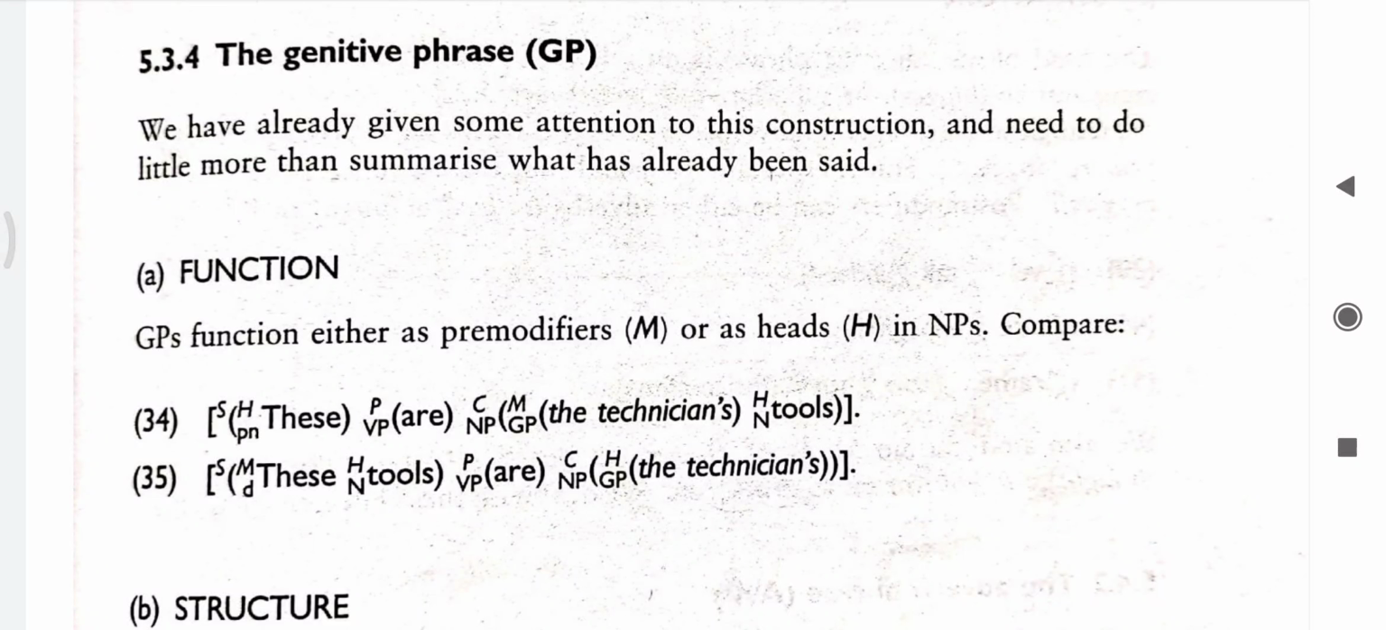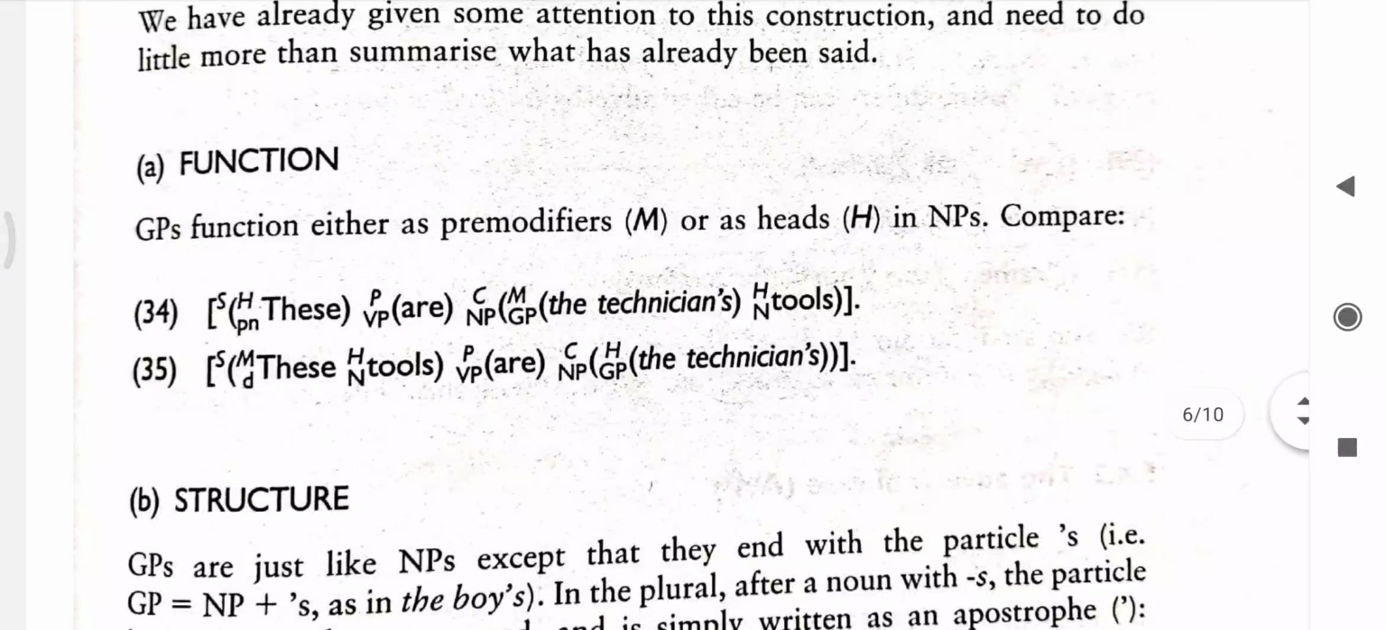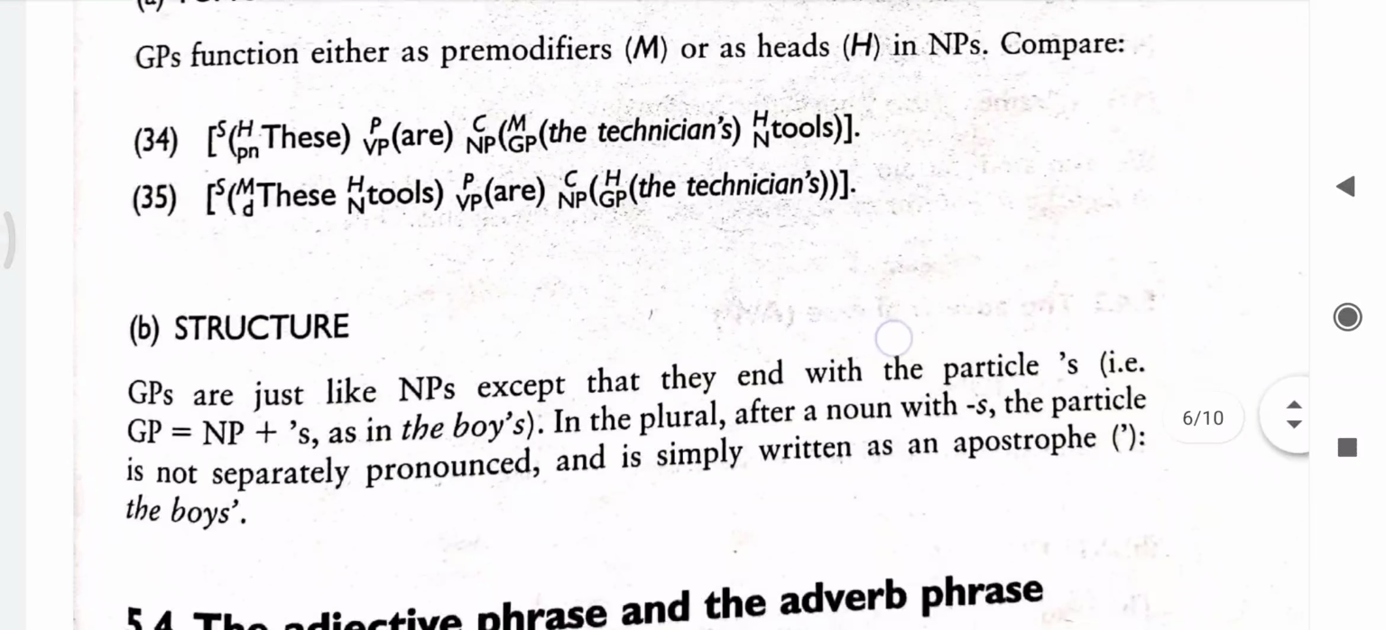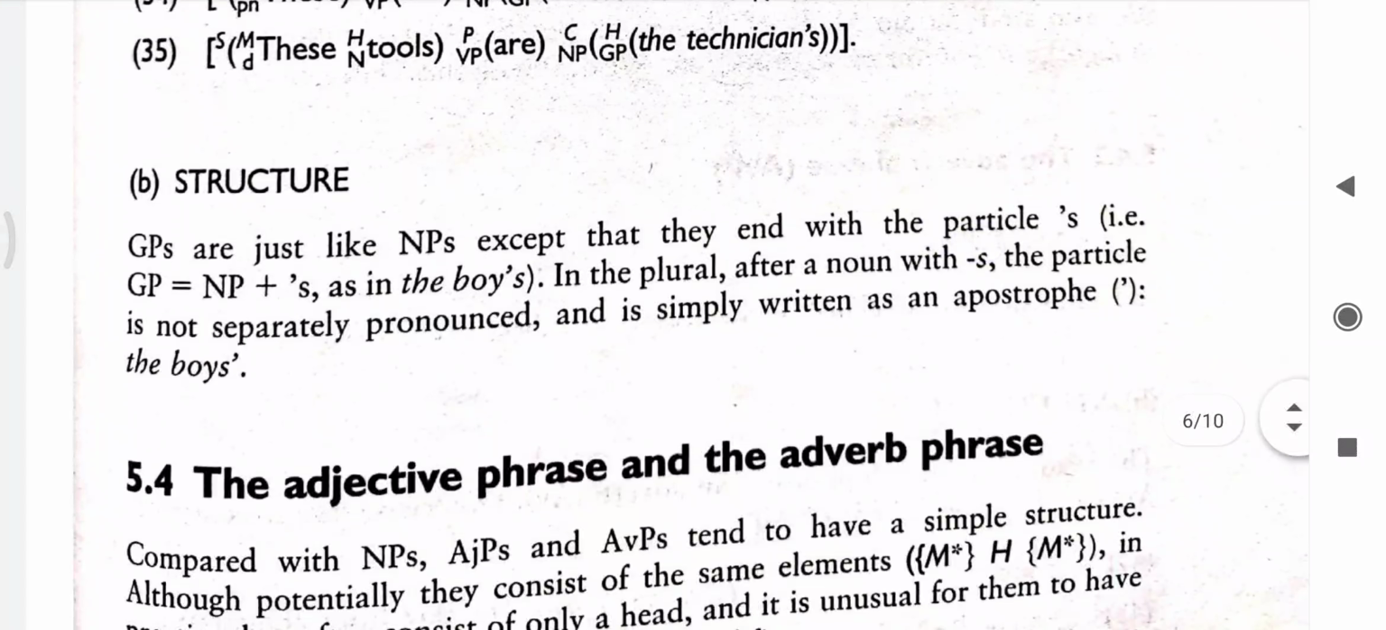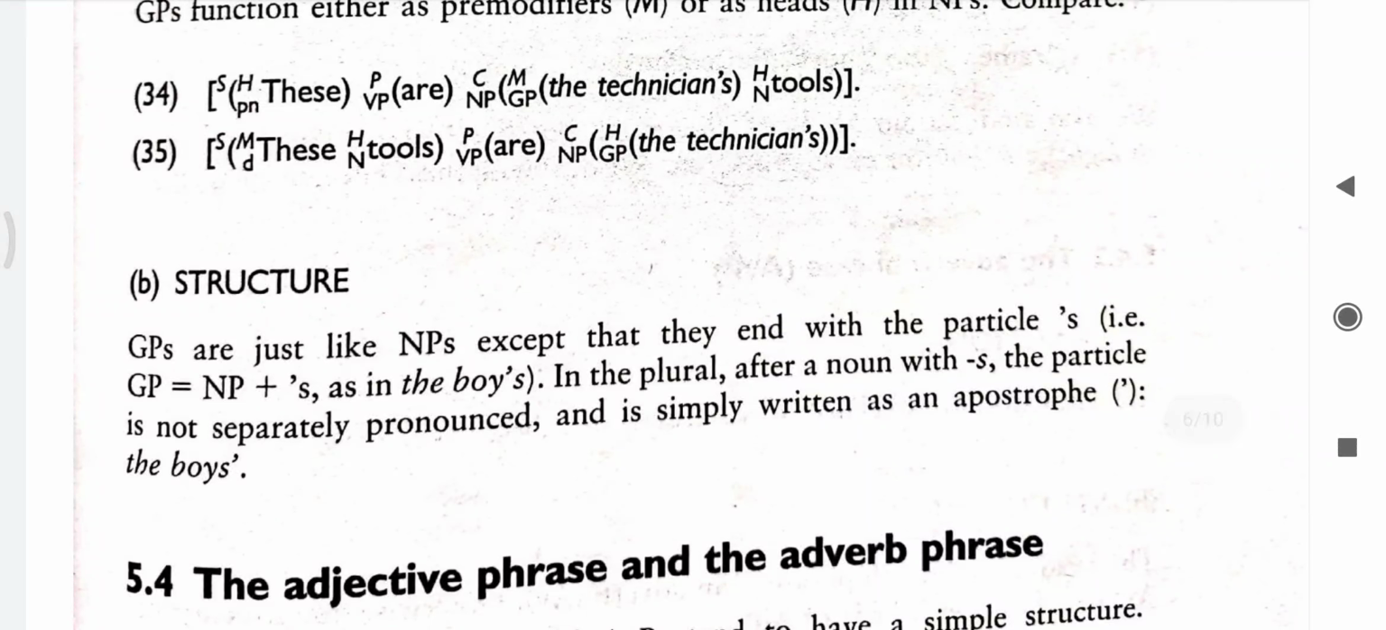So, after the genitive phrase, it should be followed by a noun, like this in sentence number 35. So, like this, it indicates the apostrophe s structure. It's very simple: genitive phrases are just like noun phrases because they end with the particle apostrophe s. The formula that can be seen here: genitive phrase equals noun phrase plus apostrophe s.